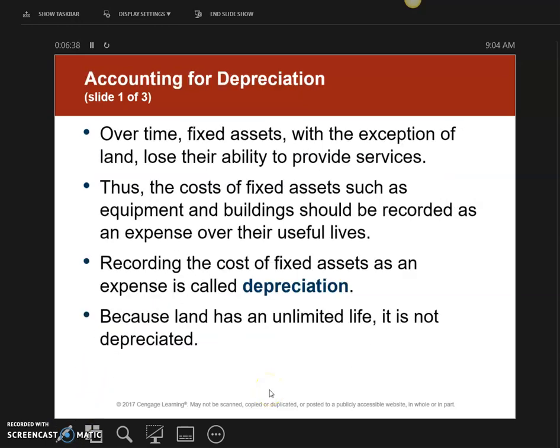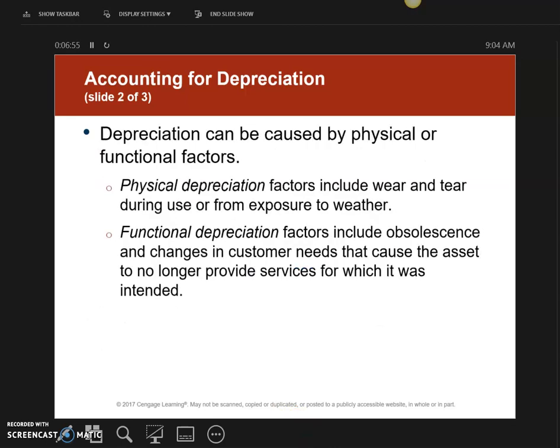This chapter is about accounting for depreciation. We learned it in chapter 3 when we were doing adjusting entries. Depreciation is basically recording the asset itself and how it no longer has the same value because of physical and functional factors. So we're going to talk about depreciation.